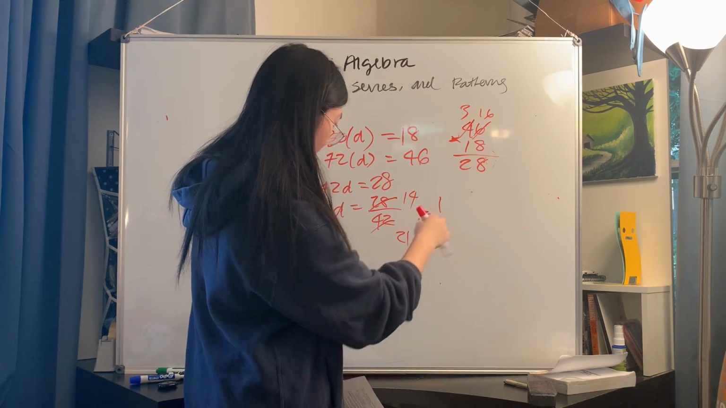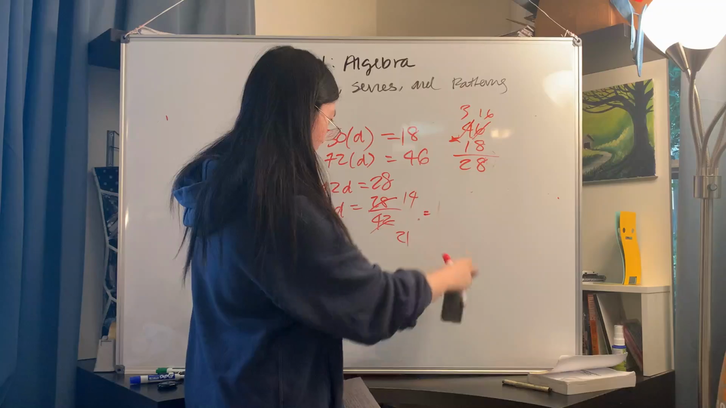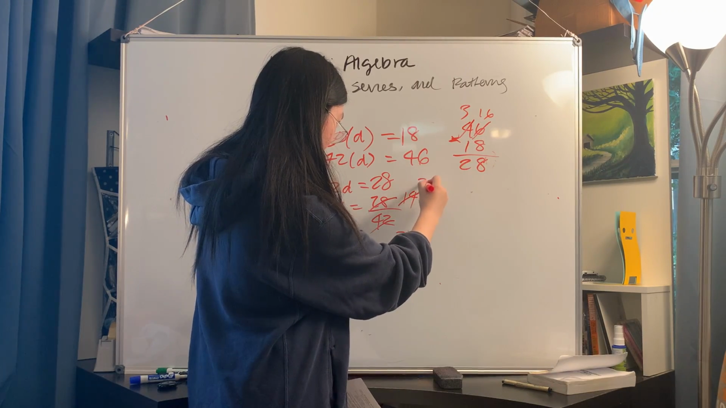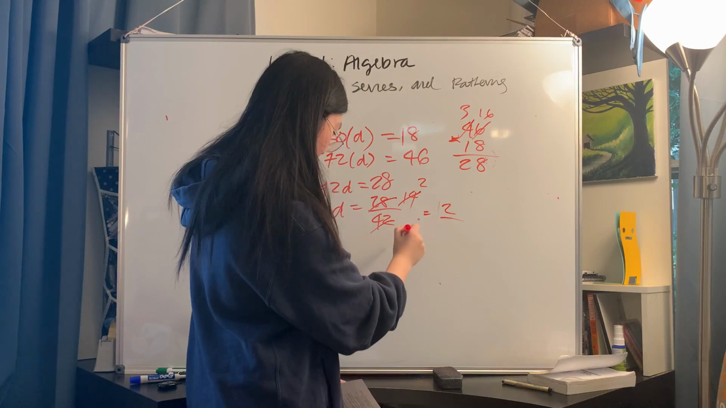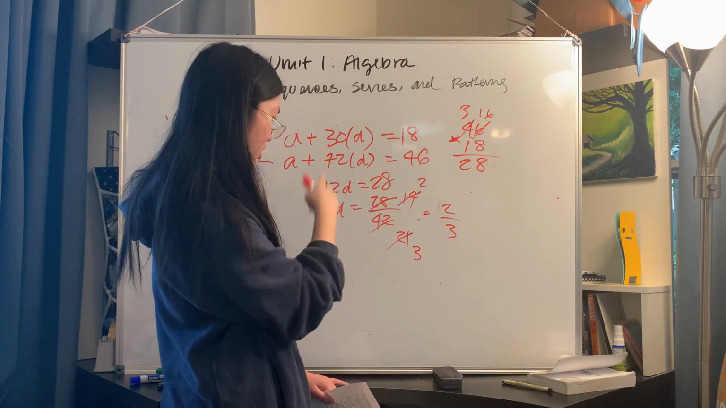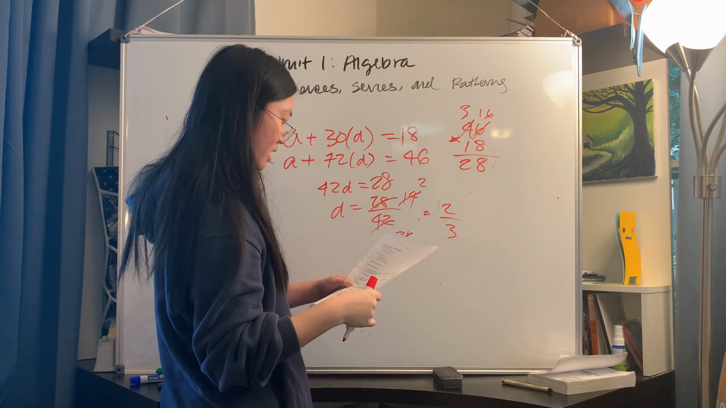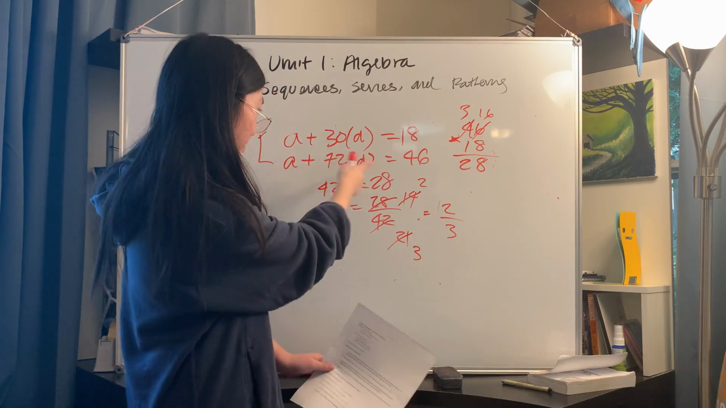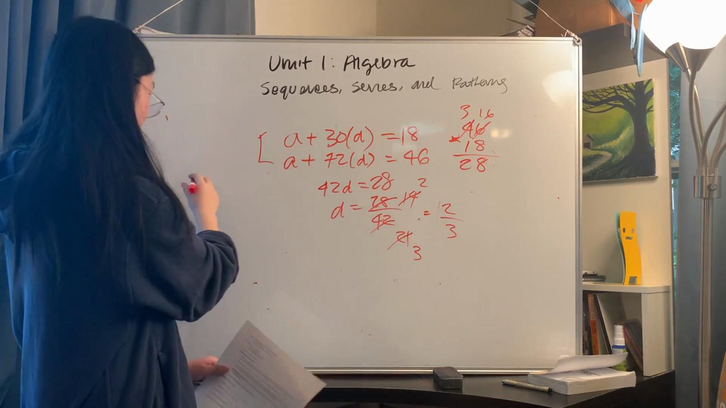Oh, we can divide by 7 again too. So 14 divided by 7 is equal to 2, and 21 divided by 7 is equal to 3, so 2/3. So d is equal to 2/3. And then we can figure out what a is by plugging 2/3 back into the equation.